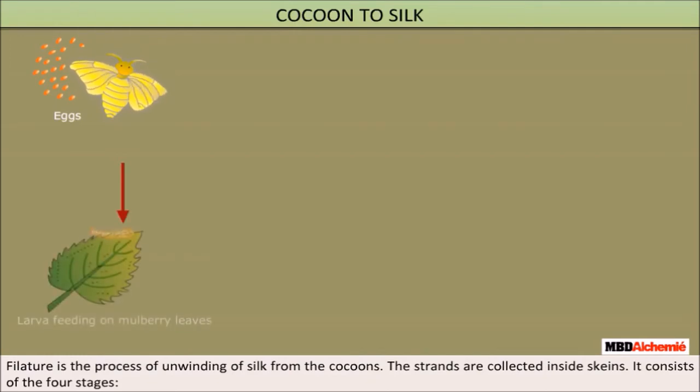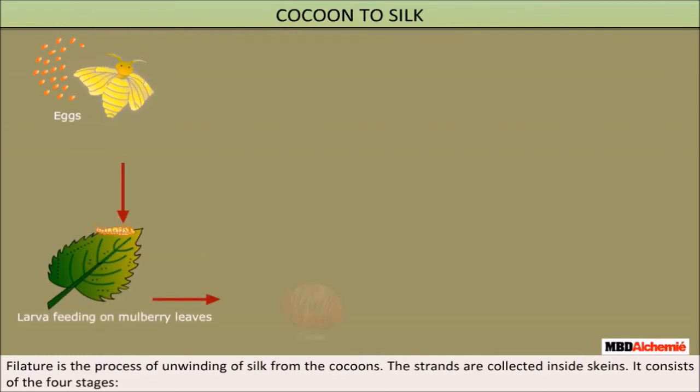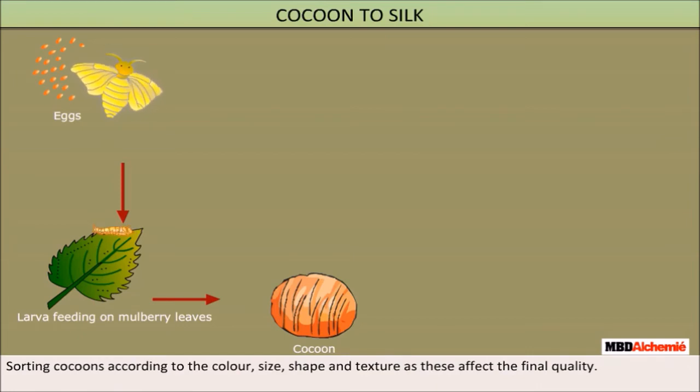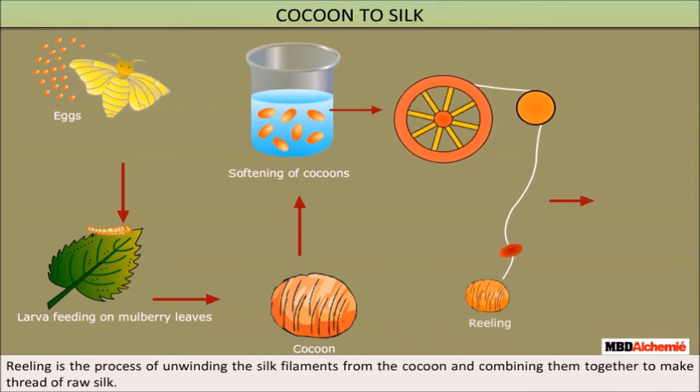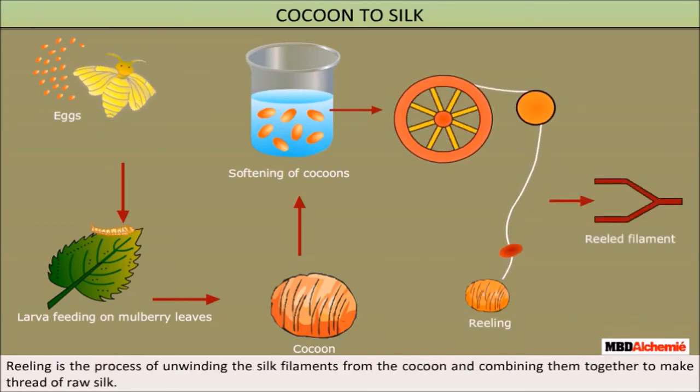Filature is unwinding of silk from the cocoons. The strands are collected inside skeins. It consists of 4 stages: sorting cocoons according to the color, size, shape, and texture, as these affect the final quality. Softening the sericin through a series of hot and cold immersions to allow the unwinding of the filament as one continuous strand. Reeling is the process of unwinding the silk filaments from the cocoon and combining them together to make thread of raw silk.